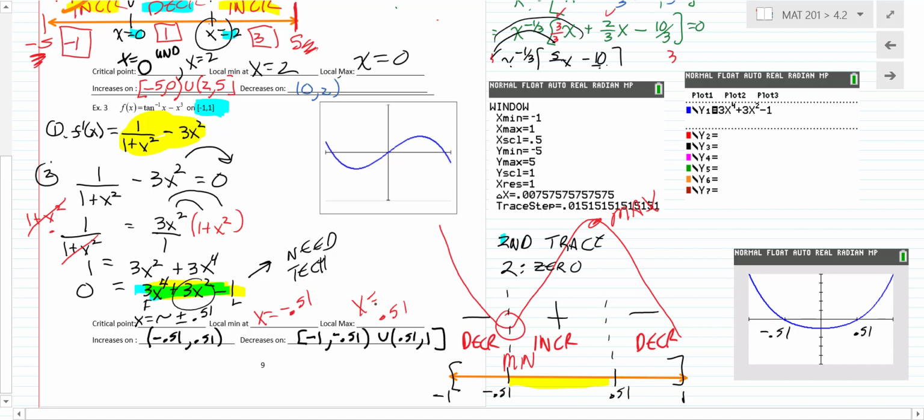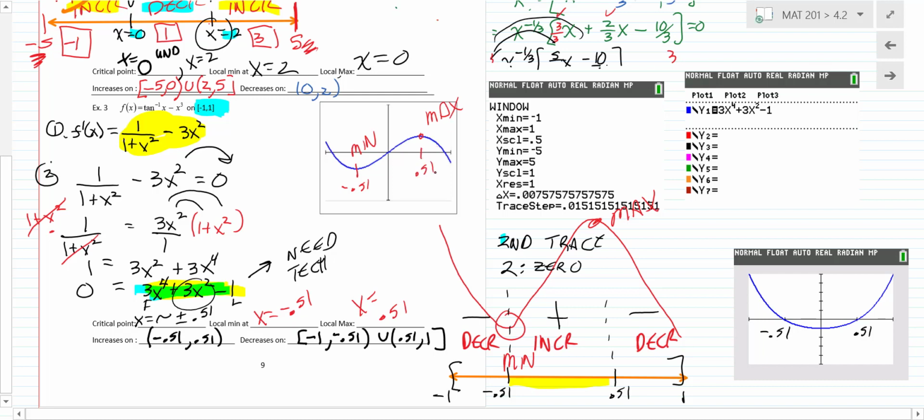Problem done. Okay, and I put the graph, I think, on your handout. That's -0.51, that's your min, and then here's your max, so it's real easy to check and verify this by looking at your graphing calculator.